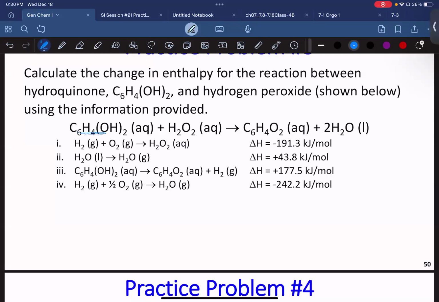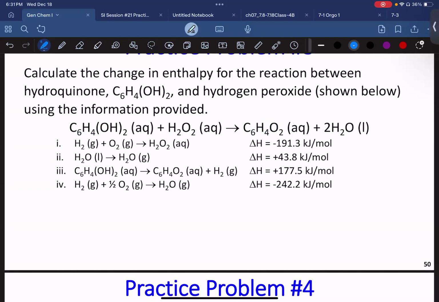All right, so let's see this, right? We've got hydrogen peroxide and so on. I can see how confusing this could get. You see here, this is C6H4, this is C6H4O2. So that can confuse a lot of people. But let's look at this.